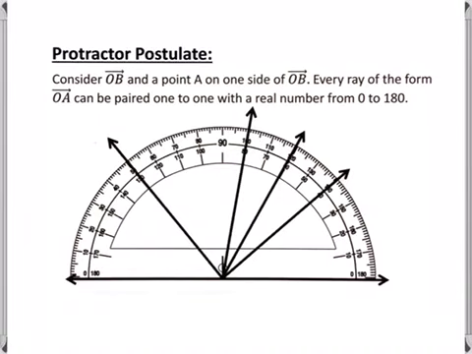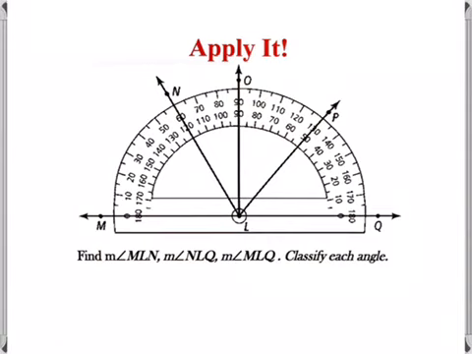So what they're saying is, let's say you're using this side here as OB. Somewhere there's going to be an OA ray that's going to have a measurement for our angle between 0 and 180. That's it. All right, so here we're going to use a protractor real quick to find the measures of the three angles and then classify them. And so we're going to wait to classify them until after we learn the types of angles.